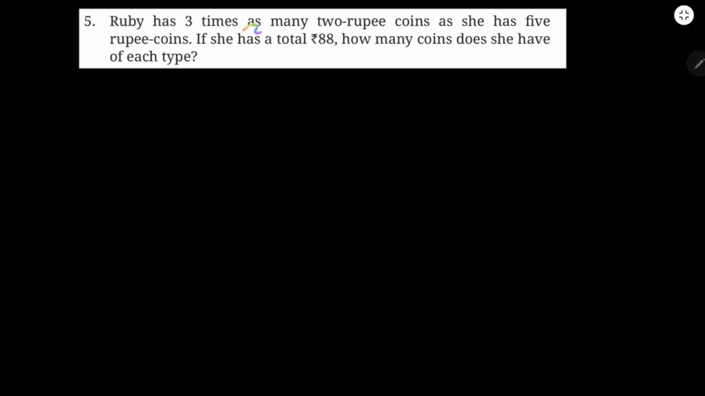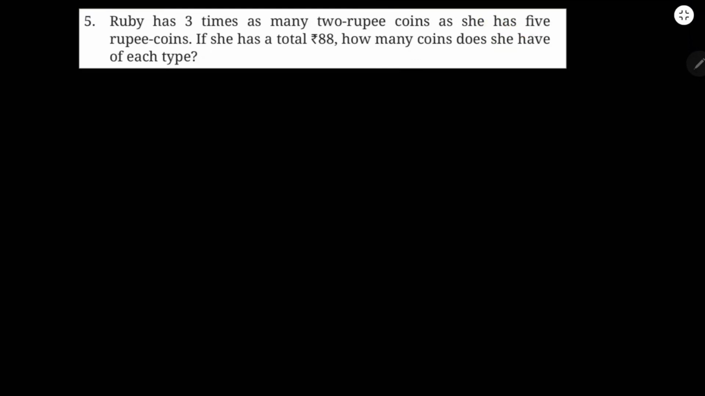Ruby has 3 times as many 2 rupee coins as she has 5 rupee coins. If she has a total of 88 rupees, how many coins does she have of each type? So here, see the first line: Ruby has 3 times as many 2 rupee coins as she has 5 rupee coins.